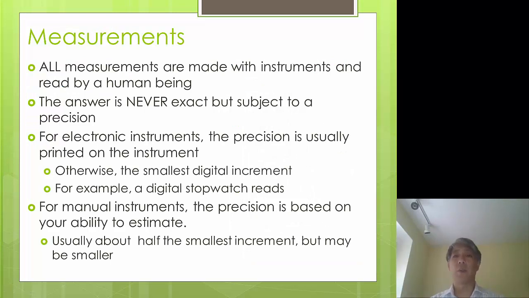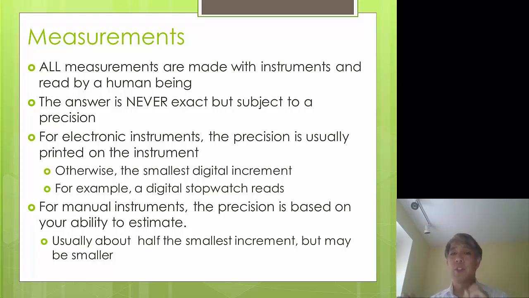Okay, first off, all measurements are made with instruments and read by a human being. The answer is never going to be exact, but it's going to be subject to a precision. For electronic instruments, the precision is usually printed on the instrument. Otherwise we use the smallest digital increment, plus or minus 0.01 seconds. In a digital stopwatch, it reads down to the hundredths of a second. So 0.01 seconds, okay, pretty good.